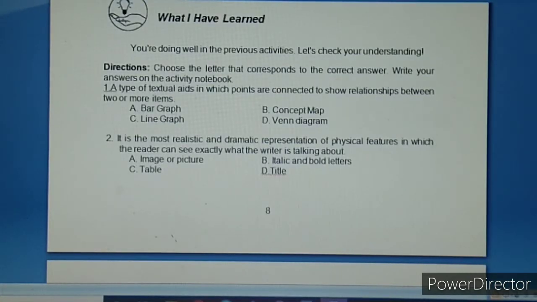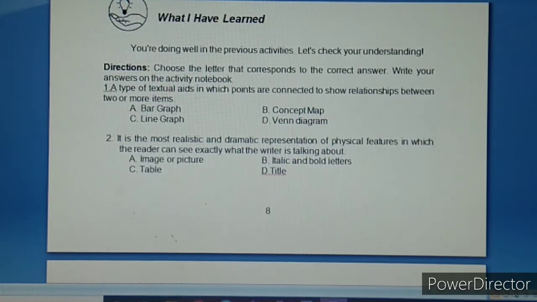Shall we continue with the next task, which is what I have learned? You're doing well in the previous activities, so let's check your understanding. Here are the directions. Choose the letter that corresponds to the correct answer. Write your answers in your answer sheet. Number 1, a type of textual aid in which points are connected to show relationships between two or more items. The correct answer is letter C, line graph.